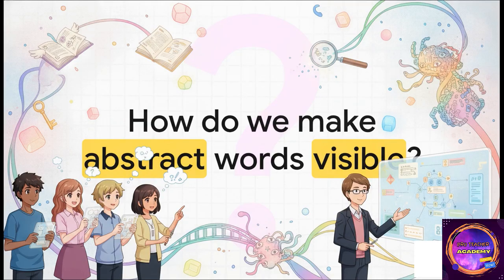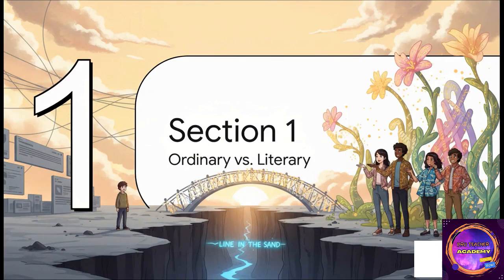Grammar and language mechanics are inherently invisible. You can't touch a concept. You definitely can't put a sentence structure in a beaker and examine it under a microscope. Yet we expect students to grasp these totally ethereal ideas and use them to build compelling narratives. The source materials we're looking at today tackle this exact challenge head-on, proving that the real secret lies in creating mental and physical visuals. All right, let's jump into Section 1, Ordinary versus Literary Language.